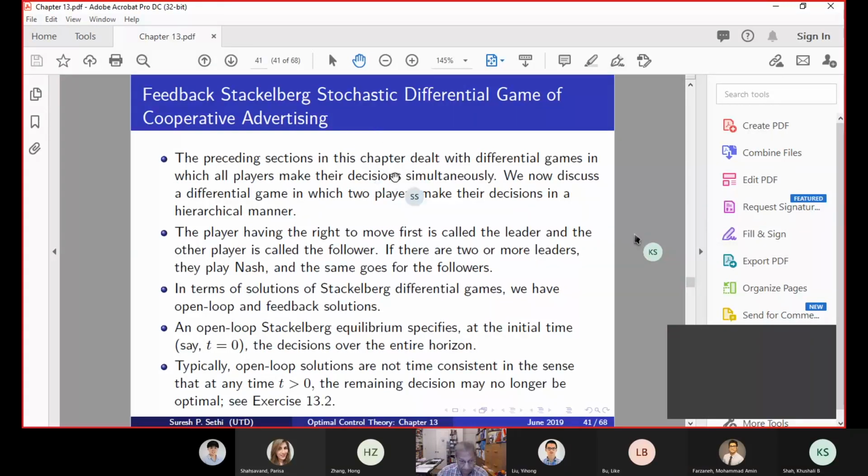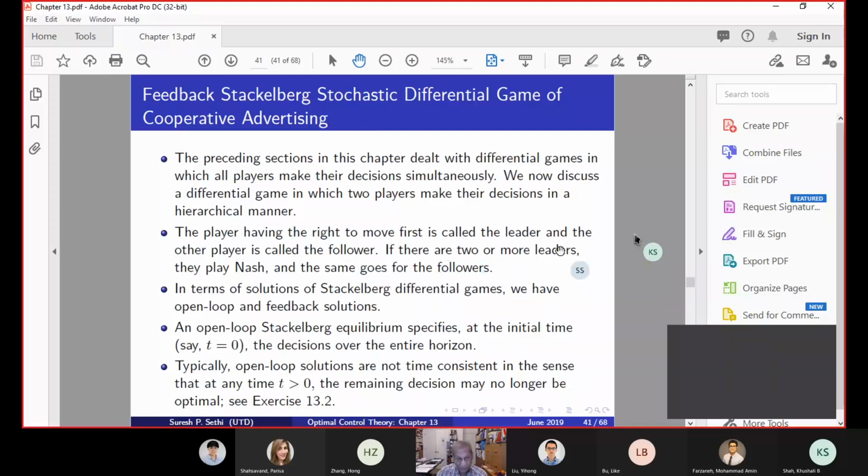So in the Stackelberg feedback Stackelberg, we're now saying that there are two players who make their decision in a hierarchical manner. That means the player having the right to move first is called the leader, and the other player is called the follower.